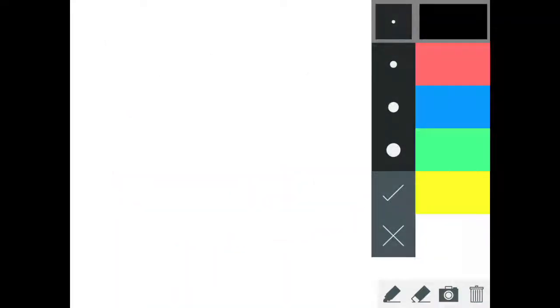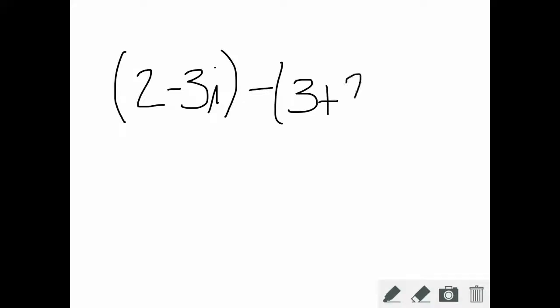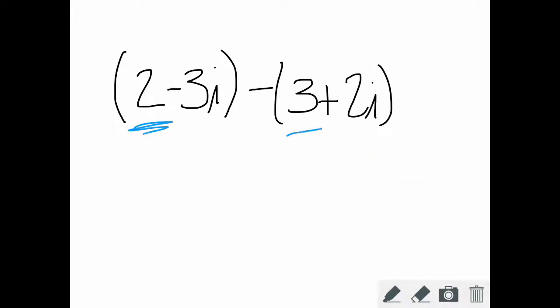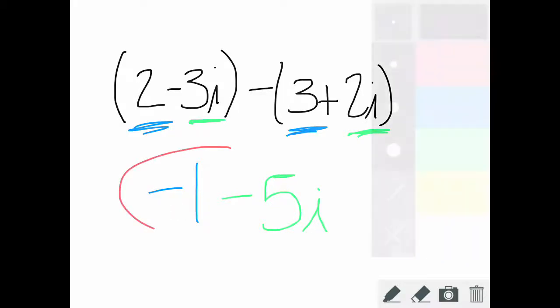And now on to another subtraction problem. This problem is 2 - 3i - (3 + 2i). So first you want to do the like terms, so 2 and 3, so 2 - 3 is -1, and then you want to do -3i - 2i, and that would be -5i. So your answer is -1 - 5i.